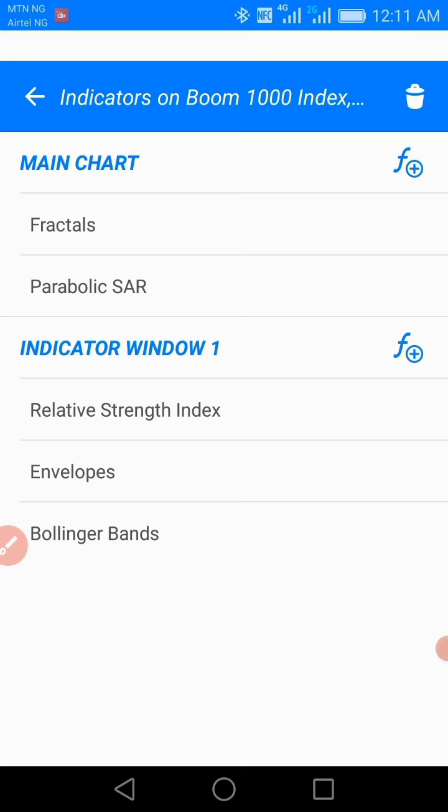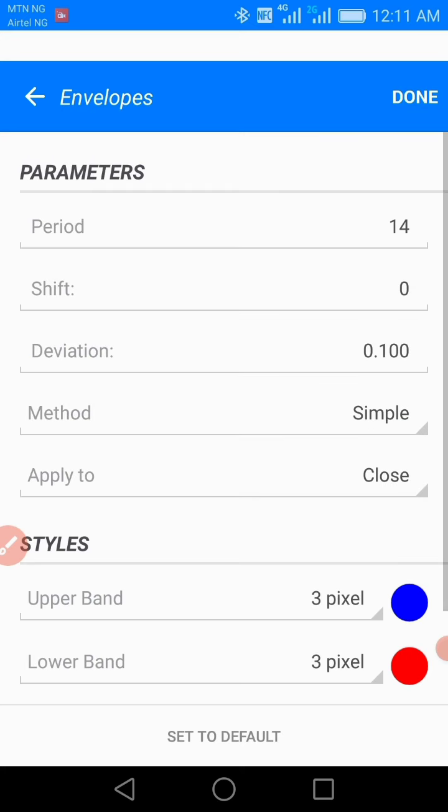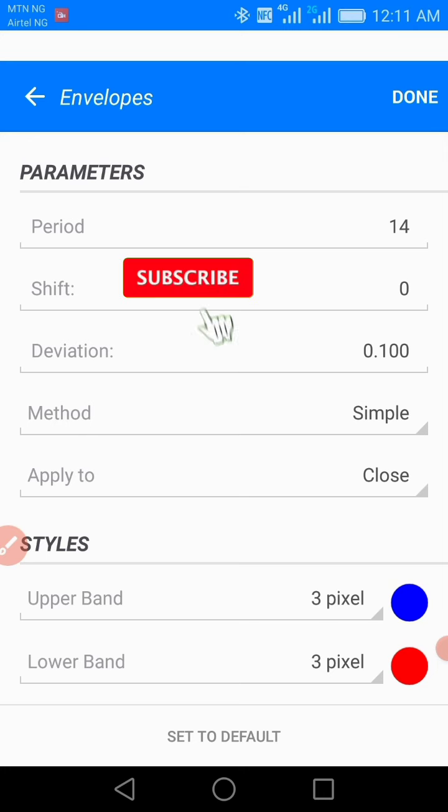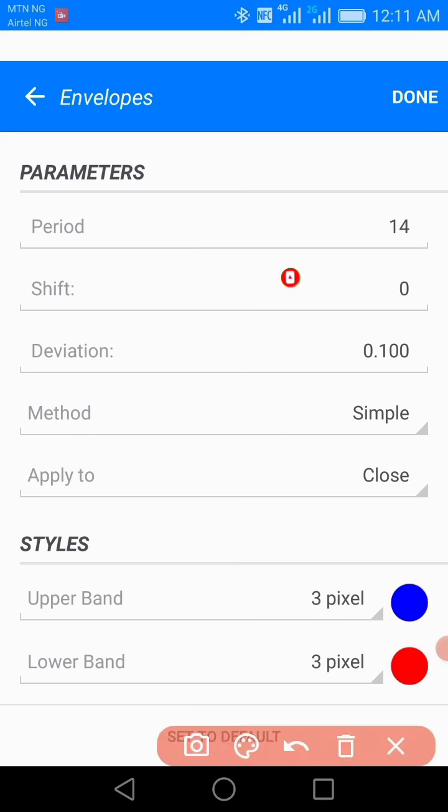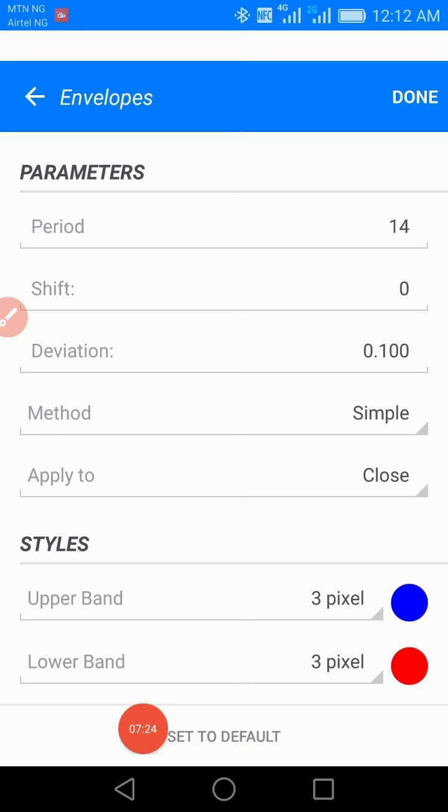Then we also have the envelope. You set the envelope to the default. The envelope must be the default setting. You click here to get the default. This is the default. Look at it here. You just click on the default, and you have your default setting.